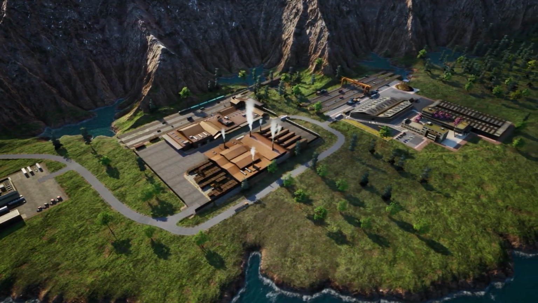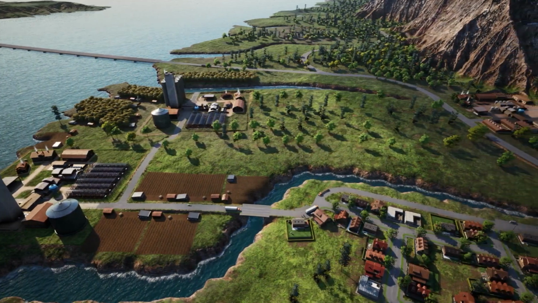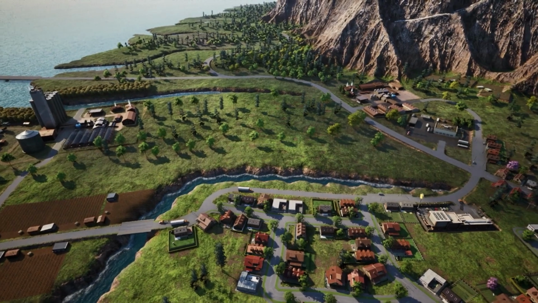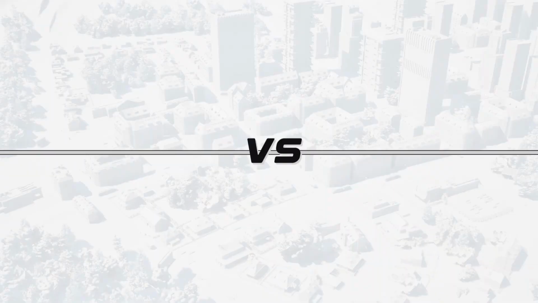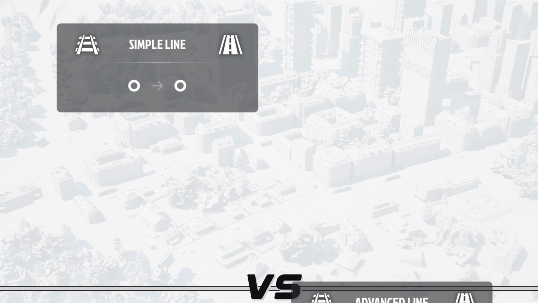In the recent updates, we made various changes to our line manager, so we want to take this opportunity to walk you through the system step by step and explain how the settings work. In-game, we differentiate between two types of lines, simple and advanced lines. Let's start going over simple lines first and discuss the differences between the two as we go.